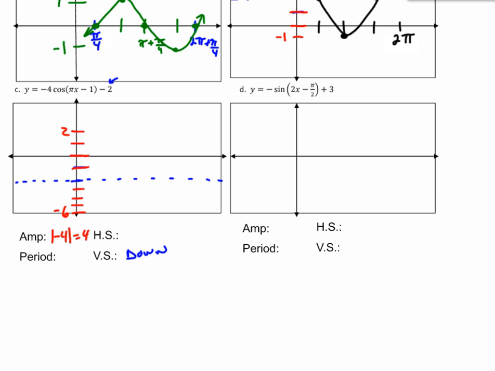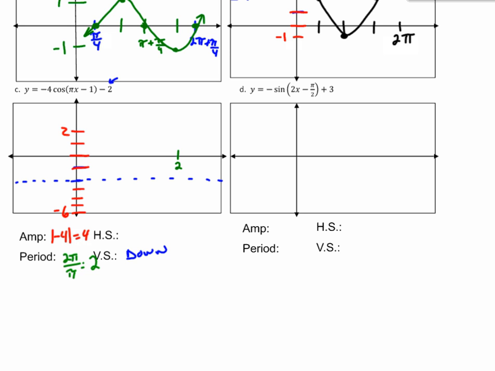My period is 2 pi divided by pi, which is 2, rather, not pi, 2. And so this is going to go in a period of 2.